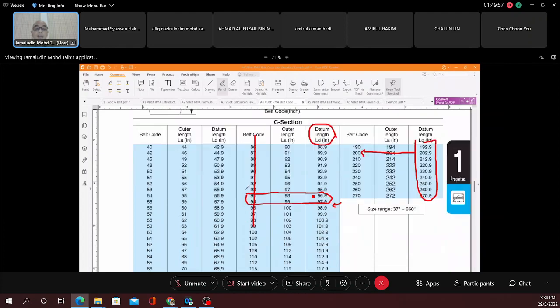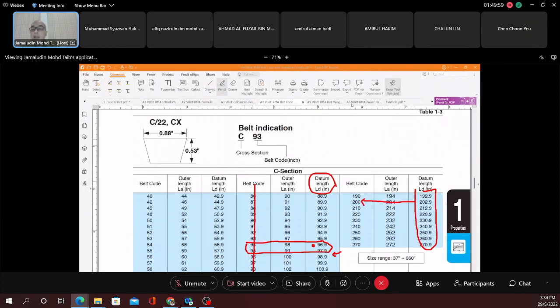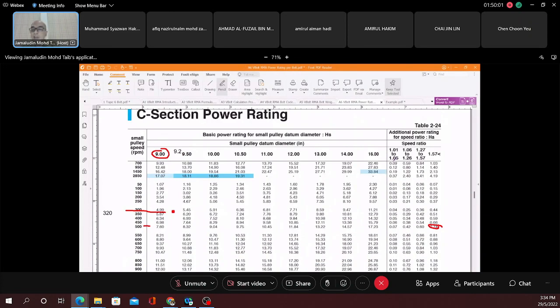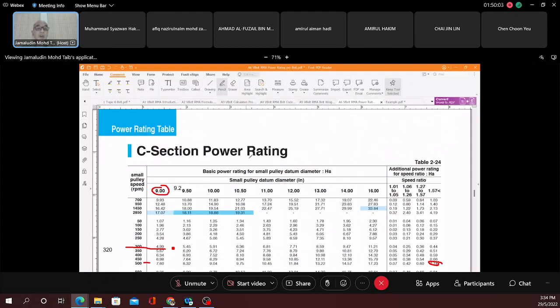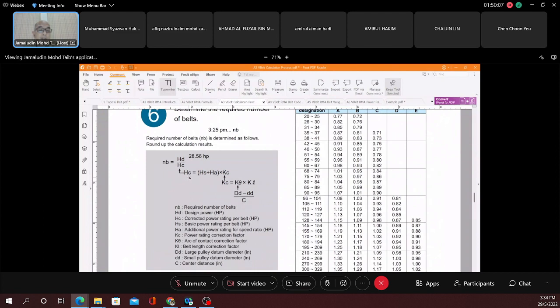The HC is from power. HA or HC? SS, there are two values here. HC, you just follow this equation. Write this equation: SS, SA, KC. Just follow this one. You start with KL, K theta, and you have to reverse the process. Calculate KL, K theta, KC, SS, SA, and you get HC, that means the power rated per belt.